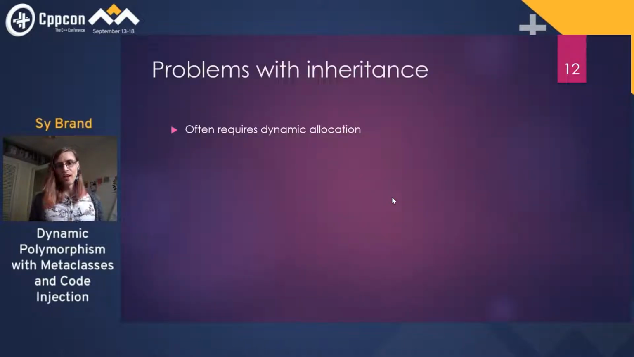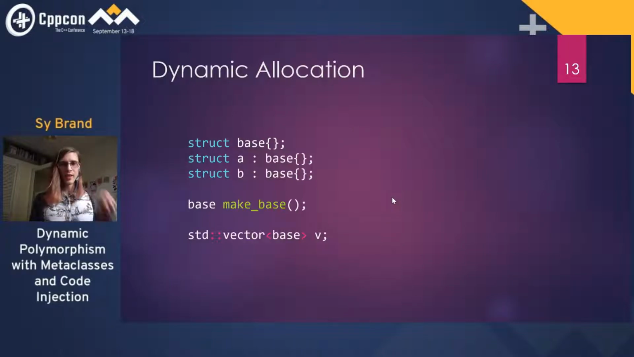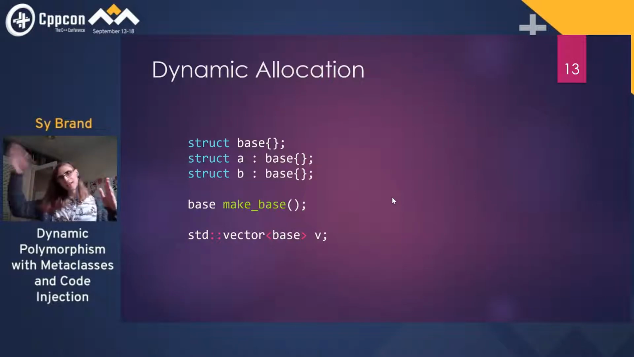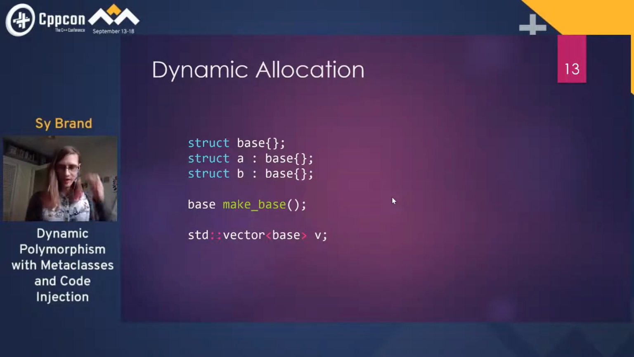So, some problems with inheritance. One is it often requires dynamic allocation where you might not need it. An example is, say we have a base object, and then we have an A and B which derive from it. If we have some function which returns base by value, or we have some vector of bases, then this is going to do what's called slicing, where we take just the base part of the object and slice off the dynamic part, the part of the derived object. Usually this is not what we want.